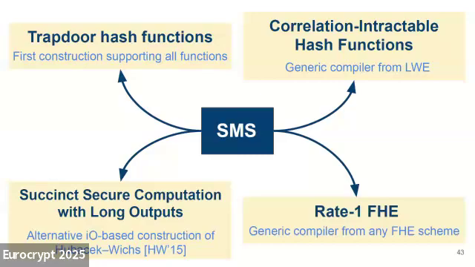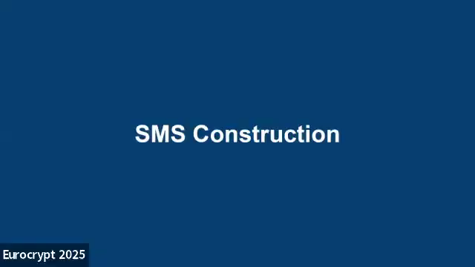And we show that SMS can be used to build rate 1 FHE from any FHE scheme through a generic compiler once again. So hopefully you see why this is a useful primitive that connects many different areas of both crypto and MPC. And so now I'll just describe how we build SMS from LWE.